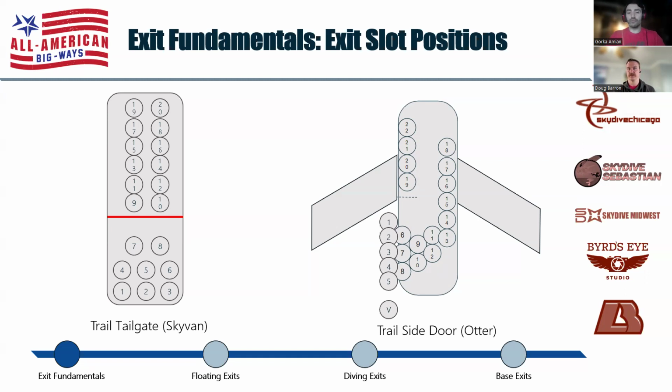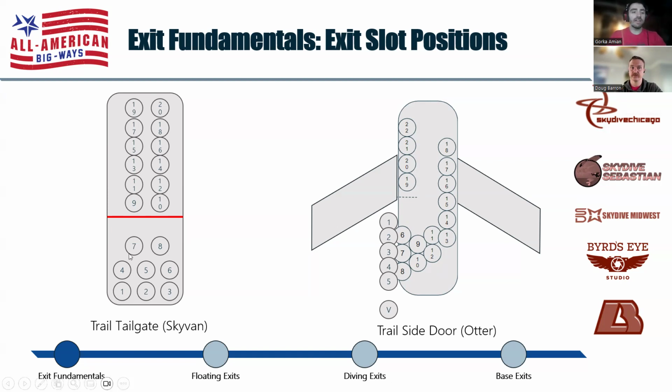If we are using a trail plane, on the left-hand side, you have a tailgate or a Skyvan or, let's say a Casa. And on the right-hand side, side door, most likely an Otter. And so if we start with the tailgate, we would see one, two, three immediately close, essentially right on the door, from the left to the right. And these people would be looking towards the pilot and back to the tailgate.